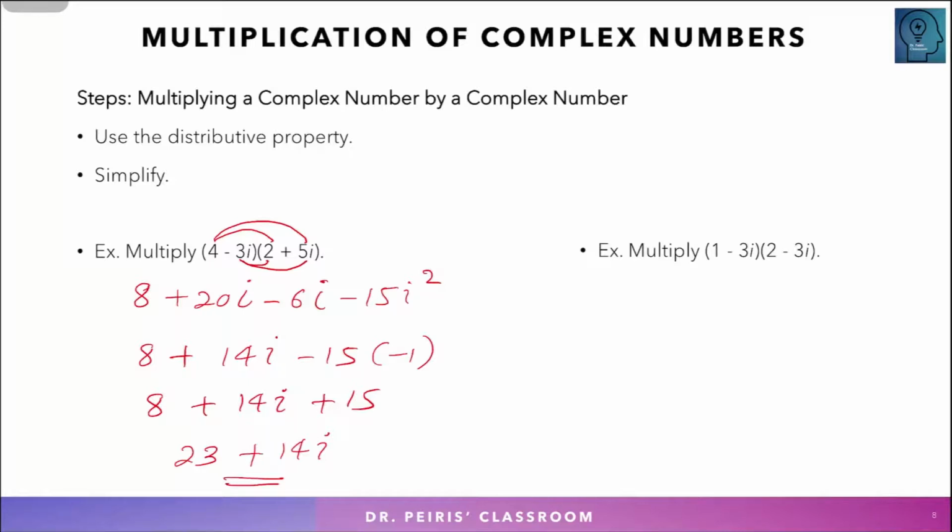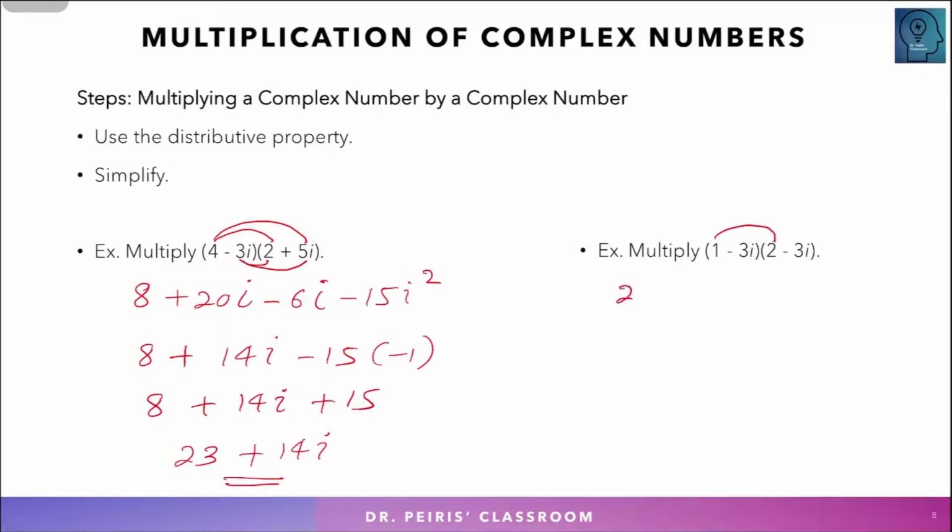When you multiply a complex number by another complex number, your answer would also be a complex number, or it could be just a real number, or just an imaginary number. Let's see the next example. We're going to multiply 1 minus 3i and 2 minus 3i. So we do the same method.